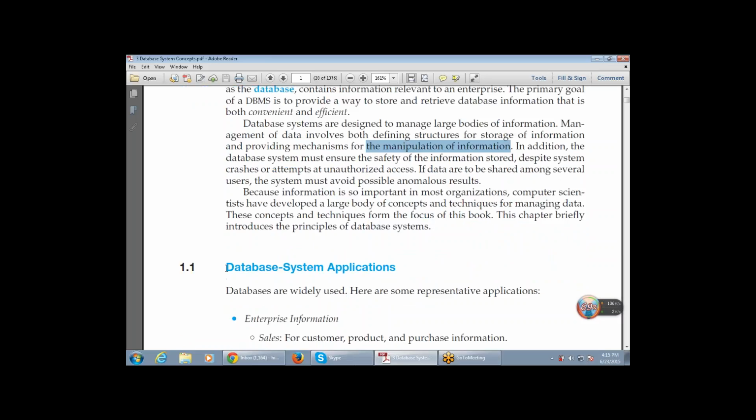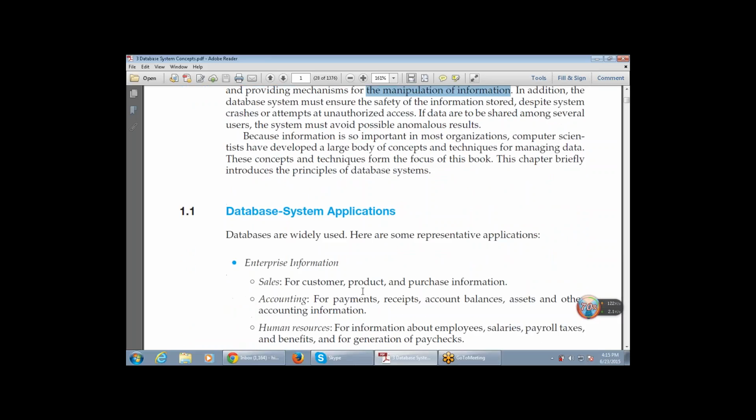Then 1.1 is database system applications, that is, the various application areas in which the database system or the database is used.